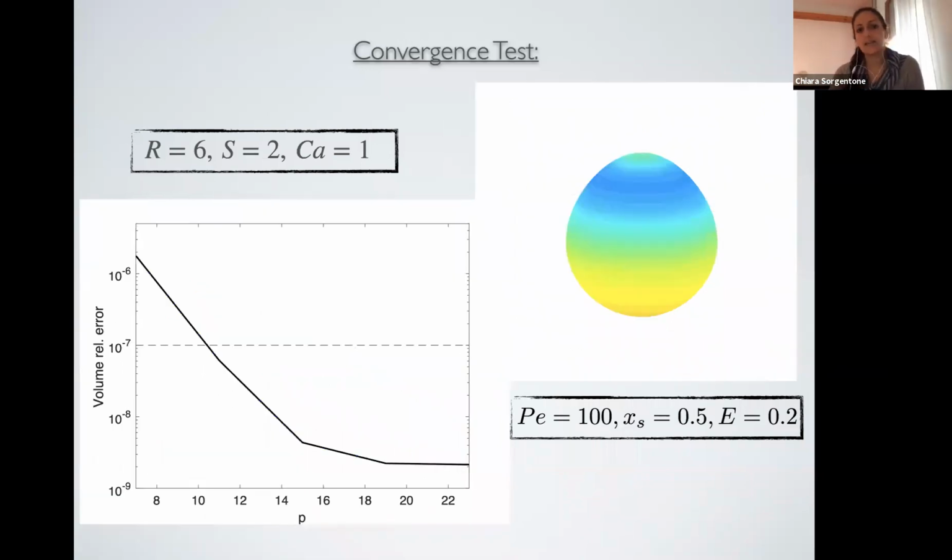Another way of measuring the error is, of course, to look at the volume conservation. Again, you can see that we have spectral convergence, around 10 to the minus 8 or so, because that was the tolerance in time that I set.